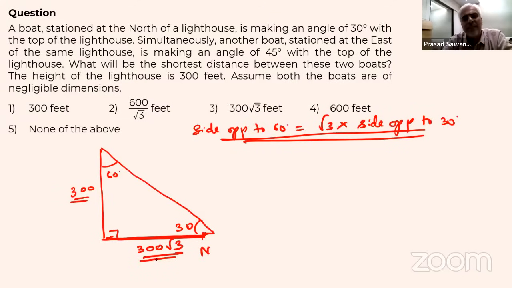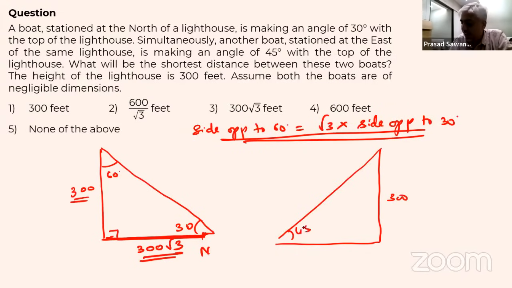Okay. Let's make a new diagram for east. Right. So suppose this is the lighthouse and east is over here. This is still 300 and this is 45 degrees. So this will be 300 because it will be an isosceles triangle, 45, 45, 90. That means the other boat, which is at E, is at a distance of 300.